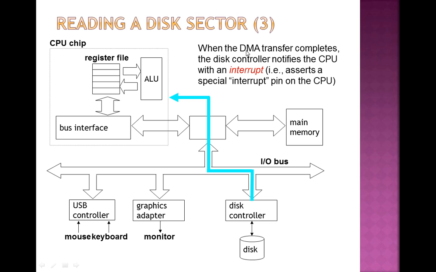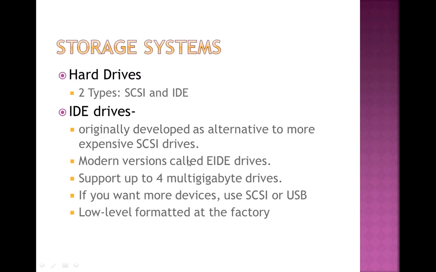Then the next point says when the DMA transfer completes, the disk controller notifies the CPU with an interrupt, that is asserts a special interrupt pin on the CPU. That is, when the DMA, direct memory access, transfer completes, then the disk controller notifies the CPU and issues an interrupt signal on the CPU. So that is how it will communicate with the CPU chip directly, that is done by the interrupt that notifies the CPU.